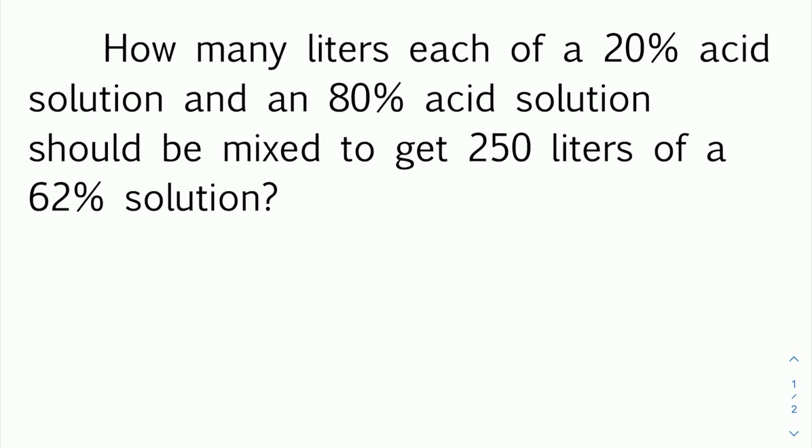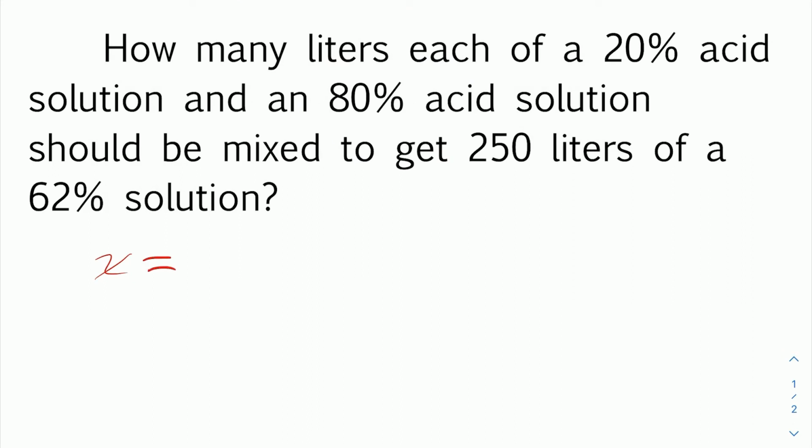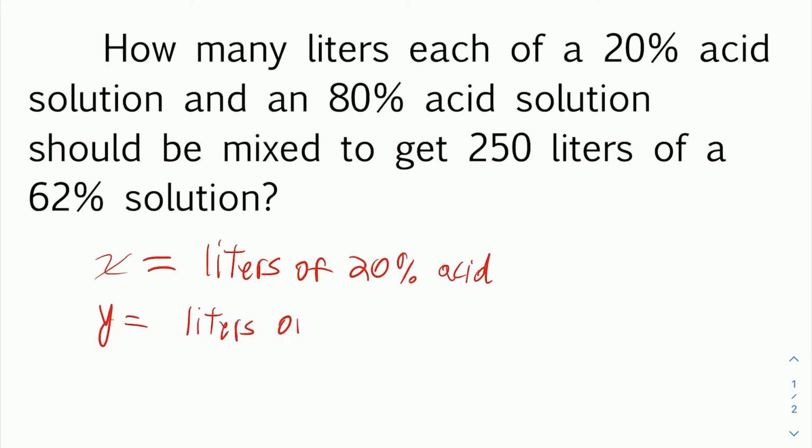So the first thing we want to do is identify our unknowns. We have two unknowns here. One of them, let's call it x. X is going to be the number of liters of the 20% solution. So we have a weak solution, 20%. We let x be the number of liters of 20% solution. All right, and we let y equal the number of liters of the 80% solution.